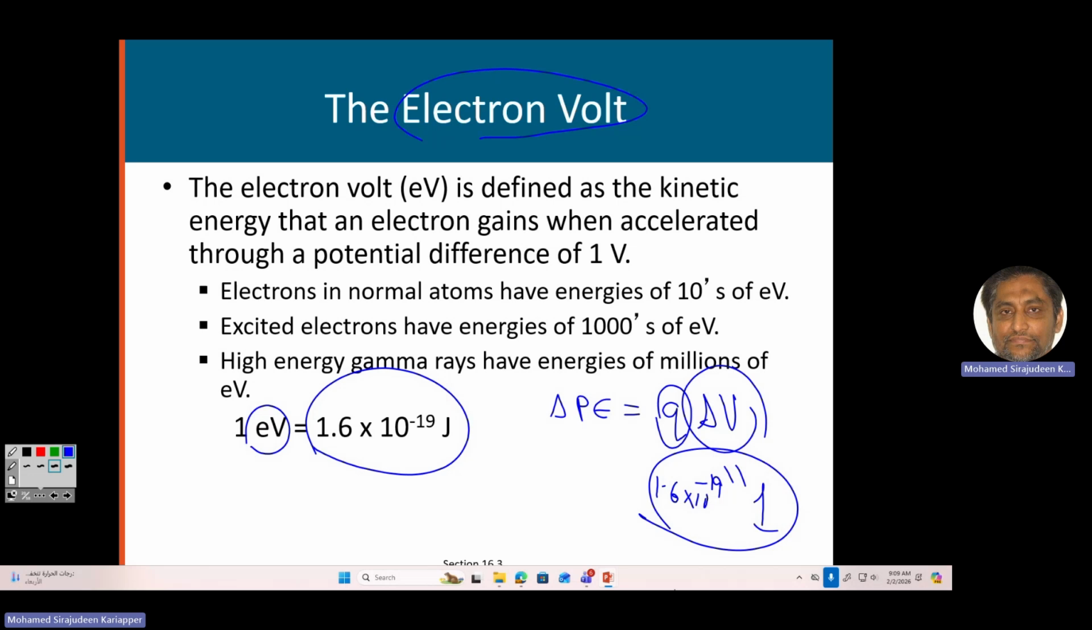Electrons in normal atoms have energy of tens of electron volts. I think for the hydrogen atom, the binding energy of the electron in the ground state is like 13 electron volts or something. I don't remember now, something like that. When you excite it, it can go to an energy of thousands of electron volts, 1 kilo electron volt. But in the case of gamma rays, they can have energies of millions of electron volts.